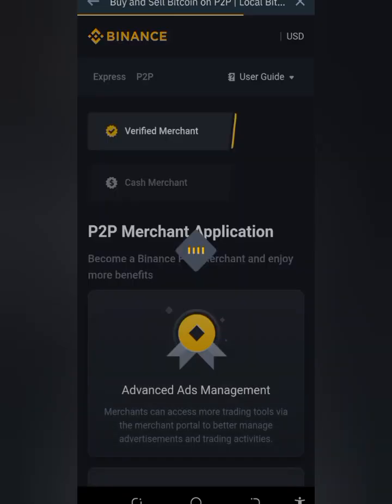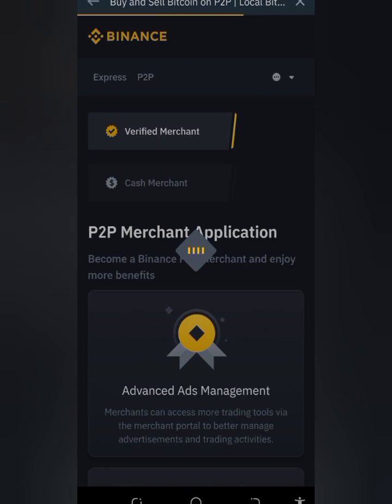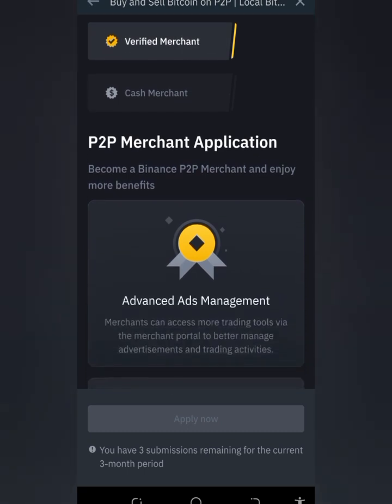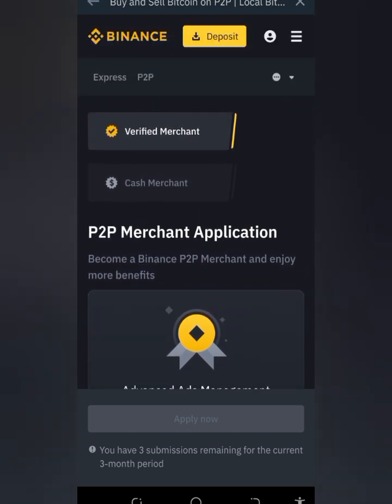And that's where you can now apply, and you will see all of the requirements needed for you to be a P2P merchant. All right. So once it loads up right now, I'm going to take you through the steps. Because I have not actually become a merchant, I just want to show this for those of you who are interested. Okay. So you can see here. Now look at this. There are different types. There's the verified merchant or the cash merchant. I don't think this one is available in Nigeria, but it might be available where you are, depending on where you're watching me.